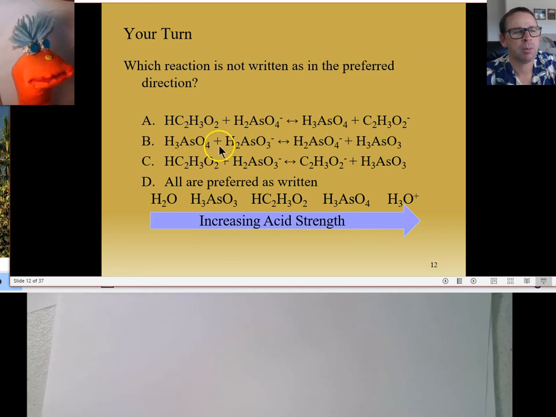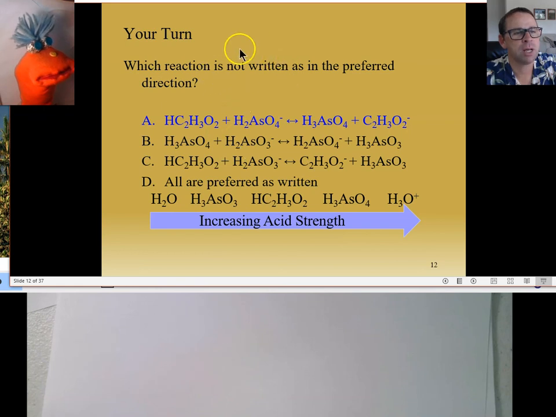Okay. How about this one? That one, you have the arsenic acid heading to the right, and you have the other one. What is that one called? That's the arsenate. Arsenate heading to the left. And that one is in the preferred direction because the arsenic acid is stronger. All right. We know that they're not all preferred, so that looks like it's going to be the answer, right?